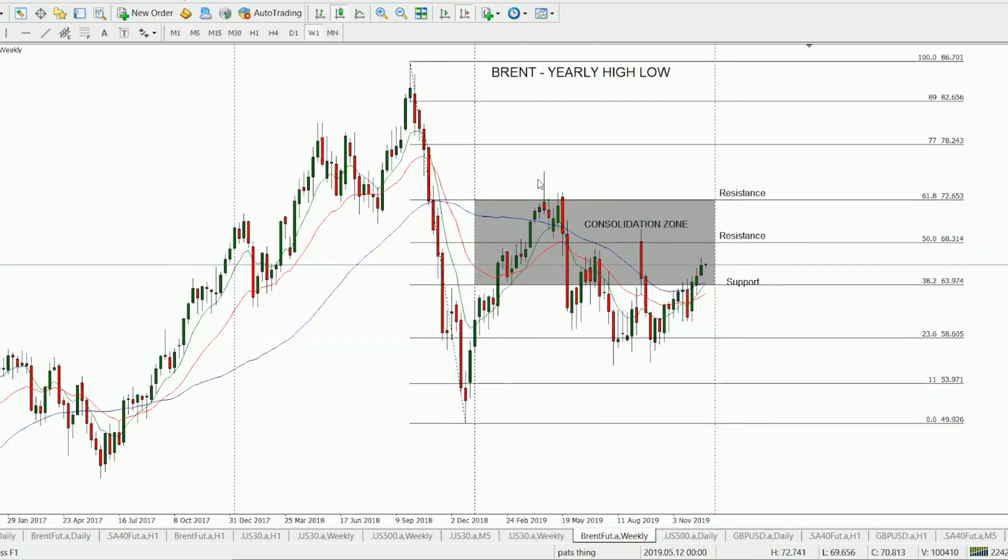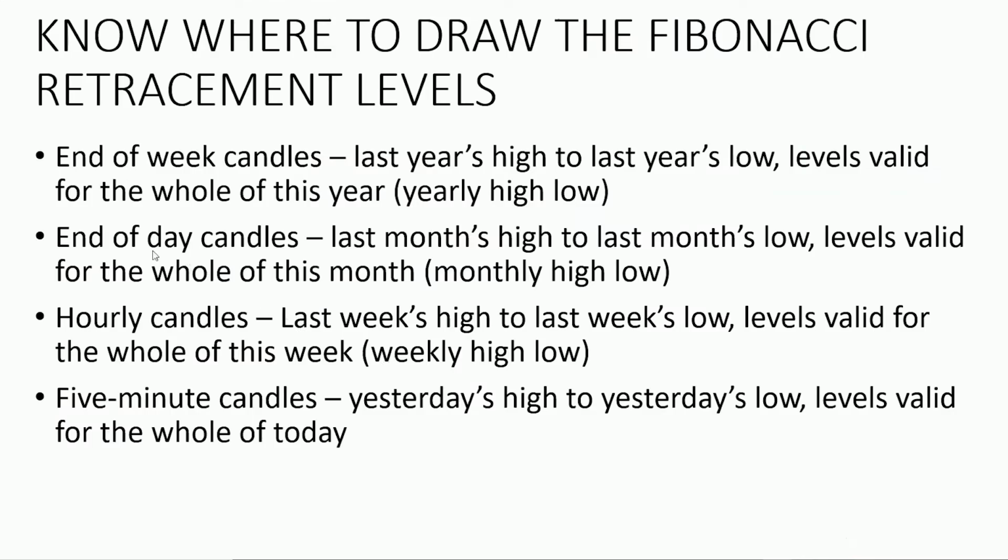On Brent, in consolidation, out of consolidation, target being the 23. We've come back into consolidation, next level of resistance being the 50. Again drawn from last year's high to last year's low, gives us the levels for this year. End of day candles, we're going to draw last month's high to last month's low, and these levels are going to be valid for the whole of this month.